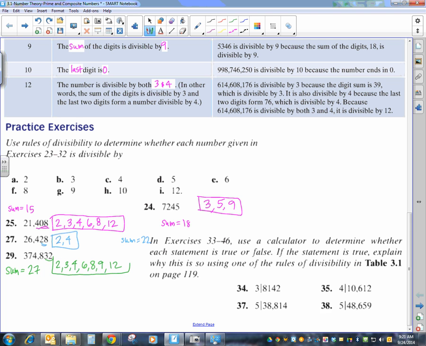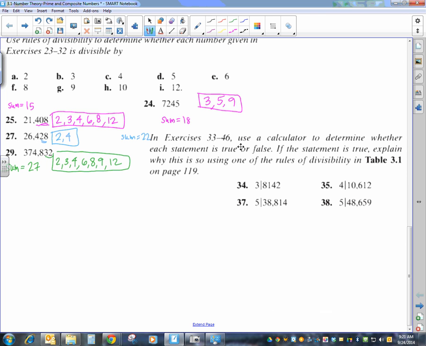So there we go. So you get to do that, practice some. The other thing that you'll have to do with divisibility is they say use a calculator to determine whether each statement is true or false. If the statement is true, explain by using the rules. So if I look at 34, it says, does 3 go into this number evenly? Is 3 a divisor of it? So all I have to do is add up the digits because that's the rule for 3.